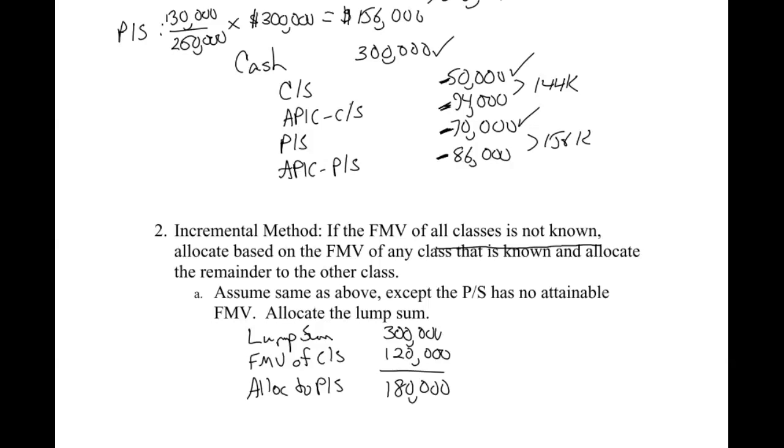So when we issue more than one security at a time, we can either use the proportional method or the incremental method. And in our next video, we'll look at what we do if we issue it for something other than cash, and then we'll talk about issue cost, and then we'll move on to getting into treasury stock.